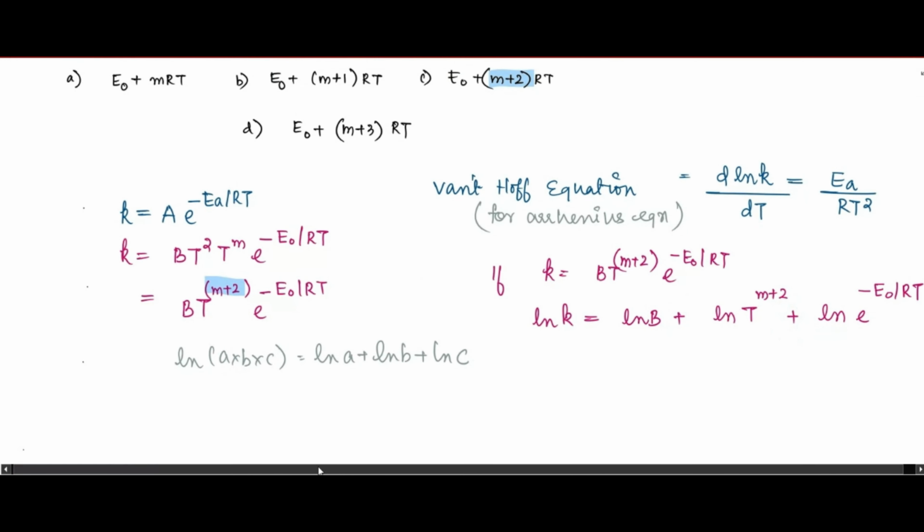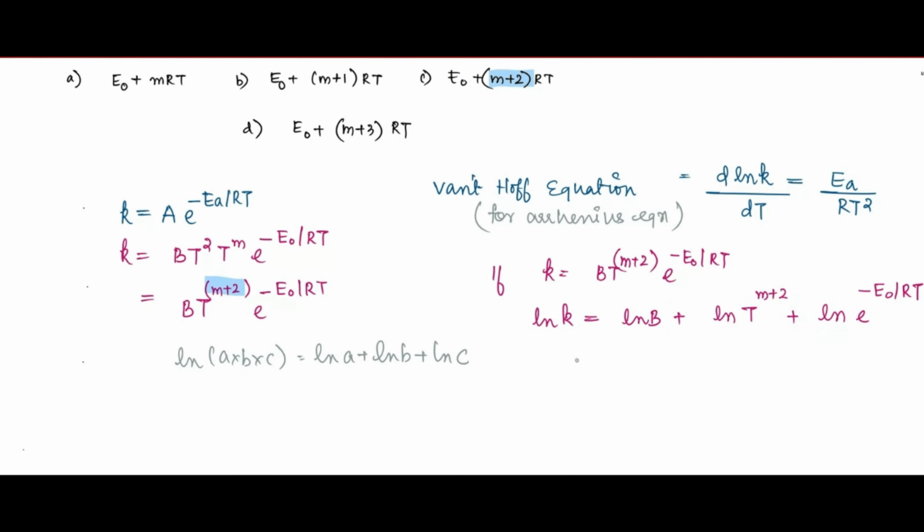You can simplify it further. How will you simplify it? ln k is equal to ln b plus power വരുന്നതിനെ നിങ്ങൾക്ക് കോഎഫിഷ്യന്റ് ആക്കാം, m+2 ln t plus ln e raised to any number is that number itself, which means minus E0 by RT. This is ln k.